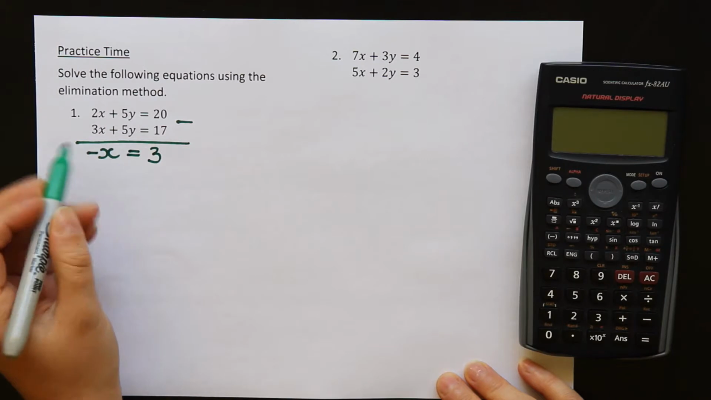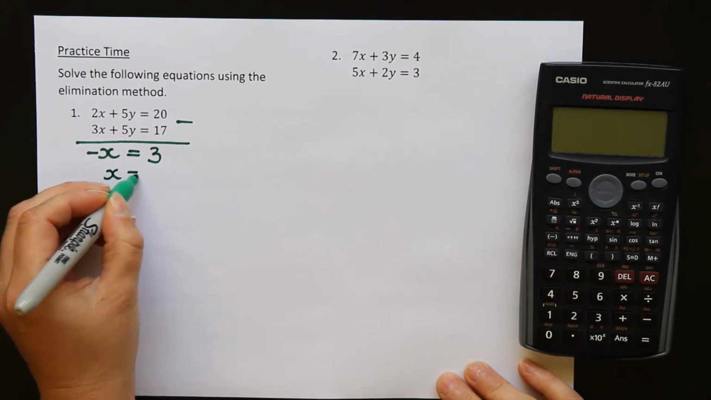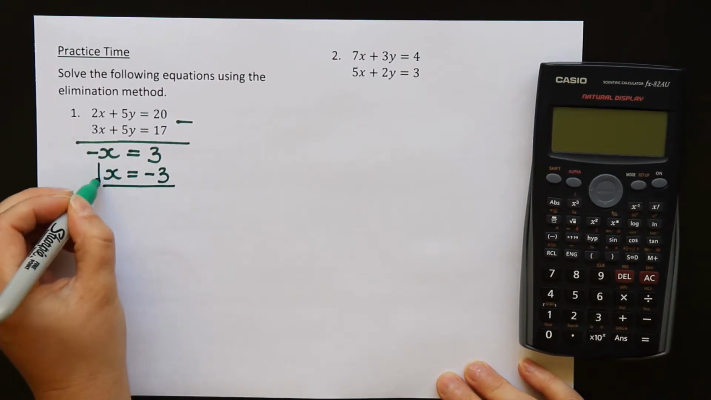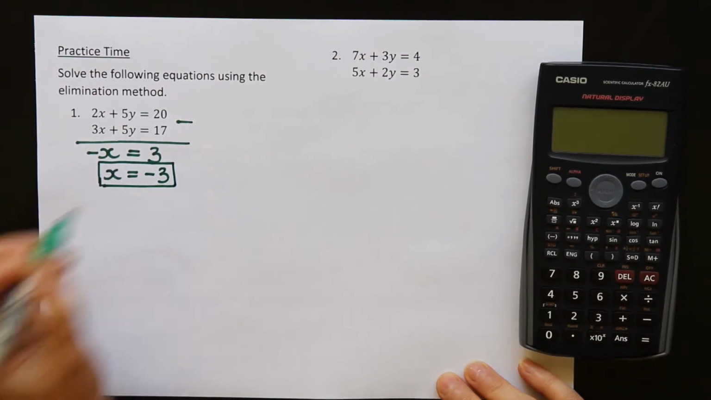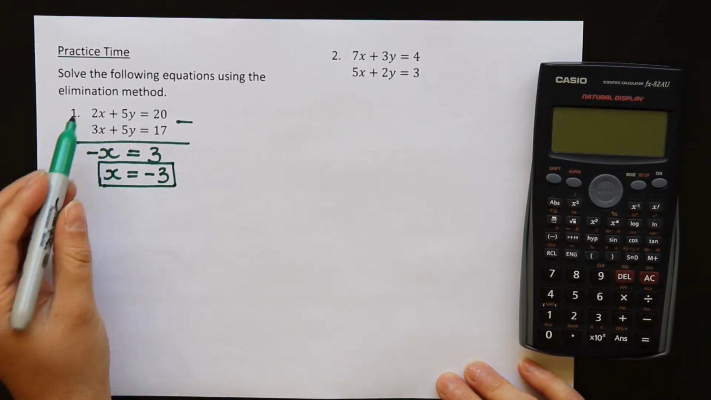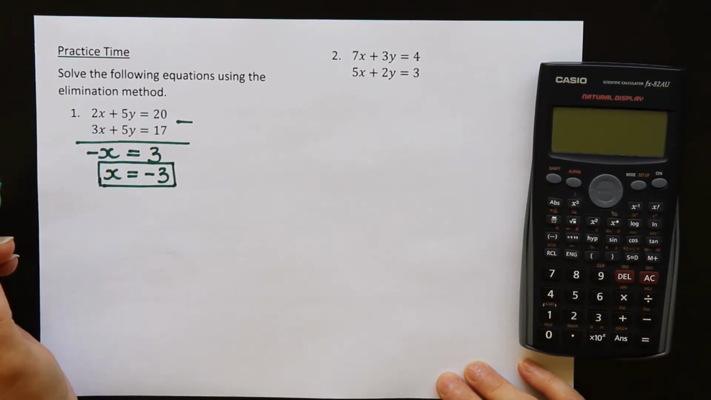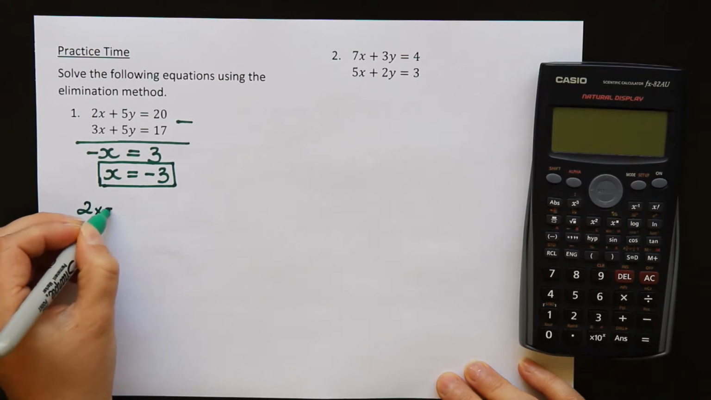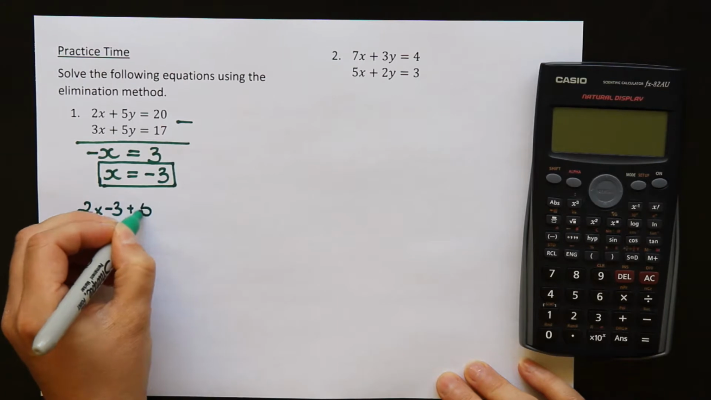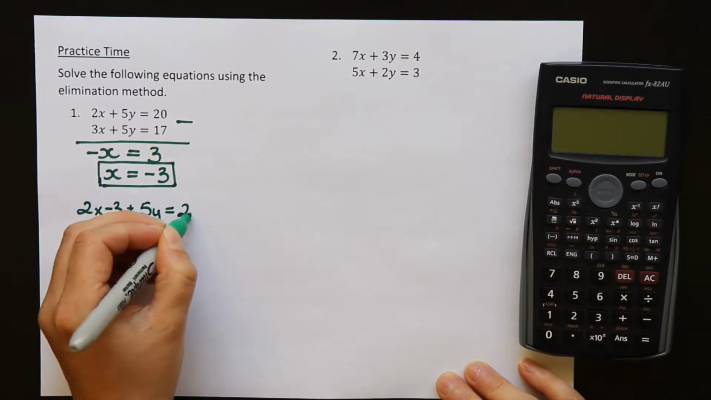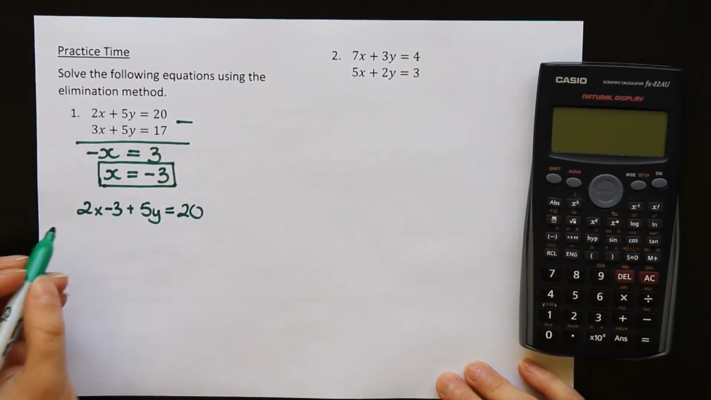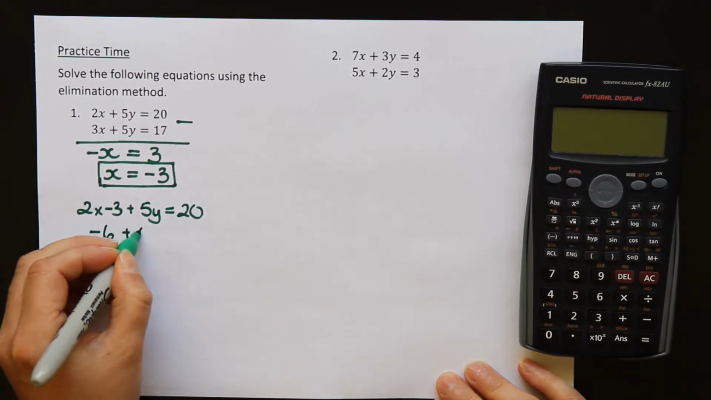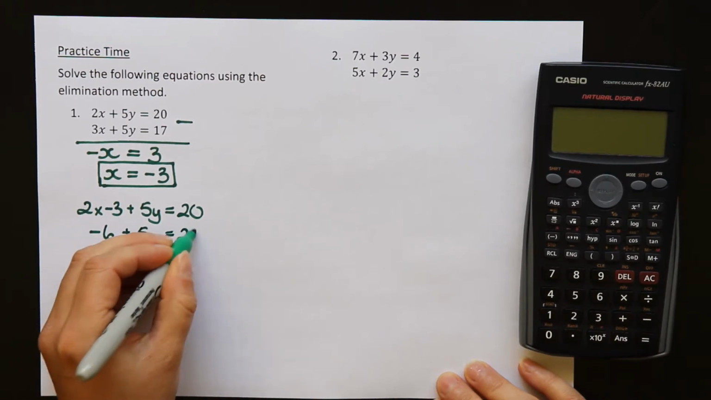Okay, then we will divide by a negative, which will switch the minus sign over to make my solution for x. X equals negative 3. Okay, let's substitute that back into the first equation to find out what y is equal to. So 2x, instead of x I'm going to have 2 times minus 3, plus 5y is equal to 20. Okay, that's following the first equation. 2 times minus 3 is minus 6, plus 5y is equal to 20.